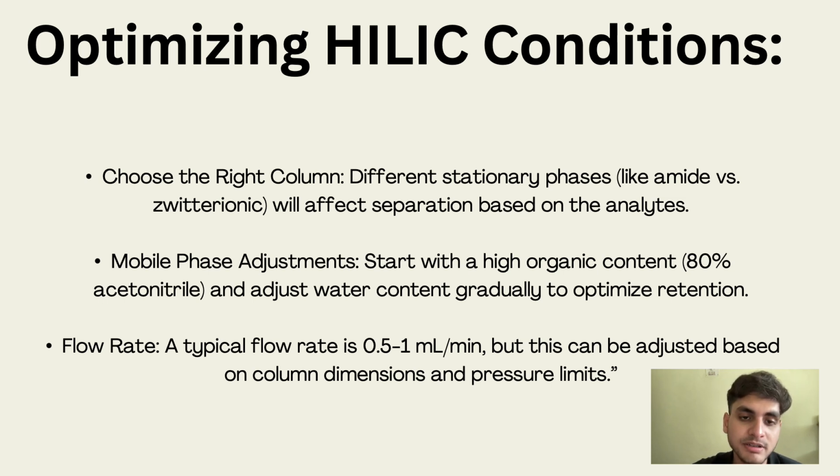Mobile phase adjustments. Start with a high organic content, 80% acetonitrile, and adjust water content gradually to optimize retention. Flow rate. A typical flow rate is 0.5 to 1 ml per minute, but this can be adjusted based on column dimension and pressure limits.